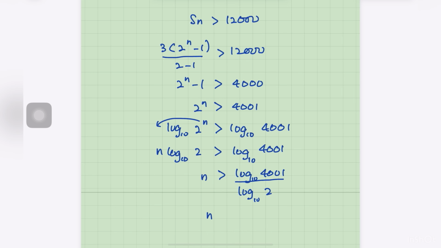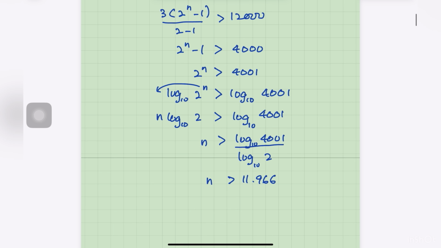So n is more than 11.966. Okay, so since it is the nth generation, n is the number of generations. Okay, so meaning that n is a positive integer. Okay, so then n equals 12.